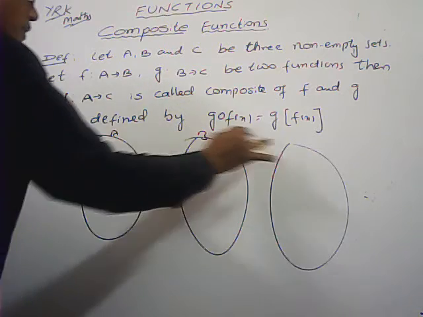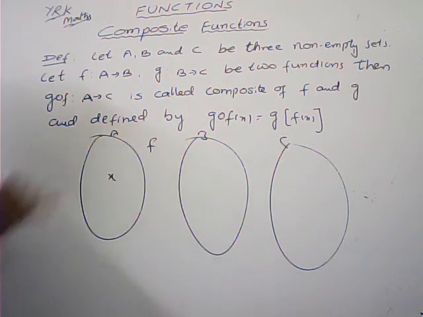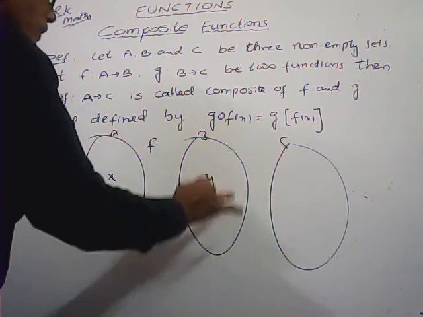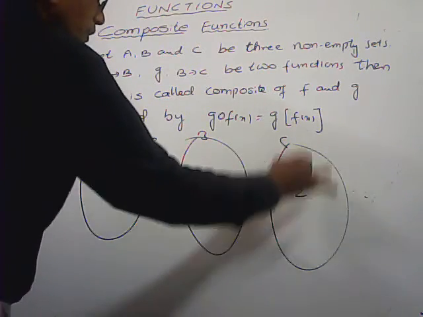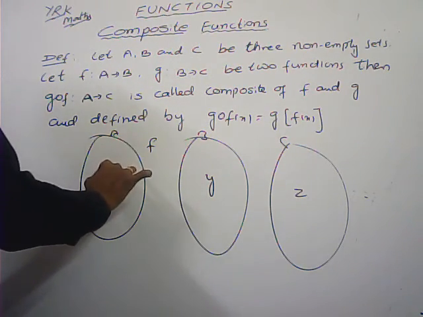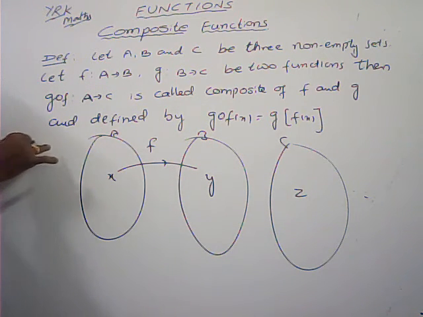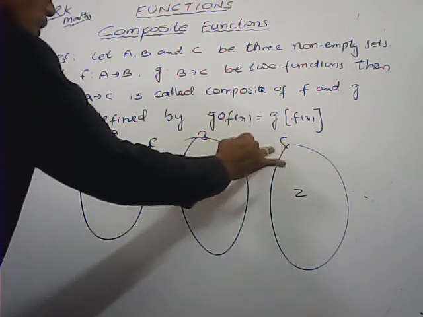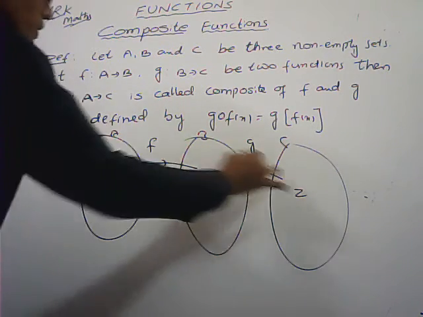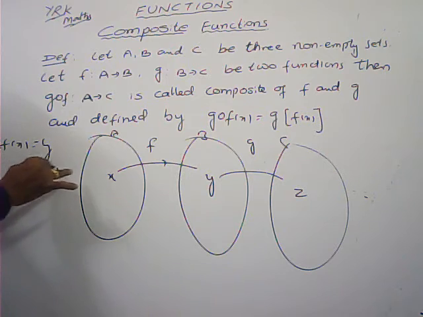A, B, C. f is the mapping from A to B. Here x be an element in set A, y be an element in set B, z be an element in set C. f is mapping from A to B, so f of x equals y. And g is the mapping from B to C, so g of y is equal to z.